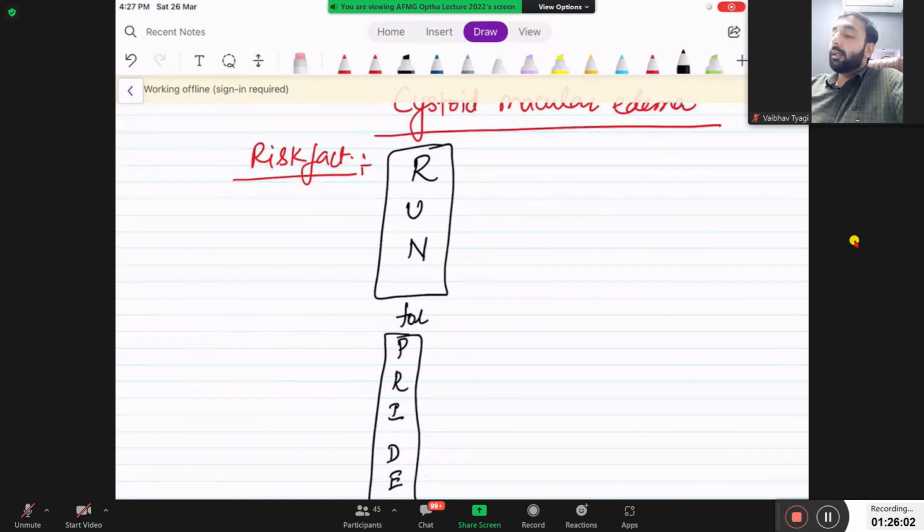Stages, they can directly ask: what is stage 3, what do you see? Fibrovascular proliferation. What is stage 4? Partial RD, right?